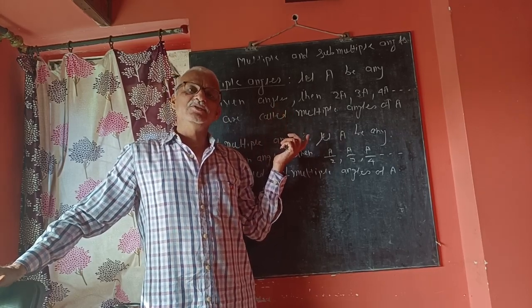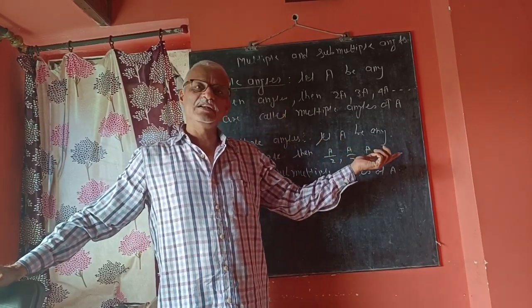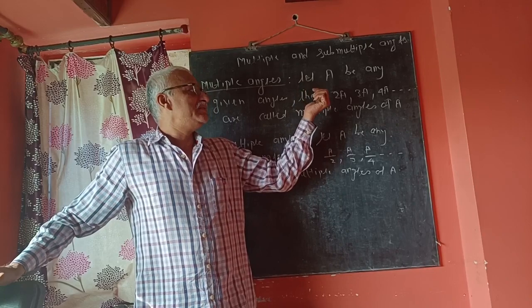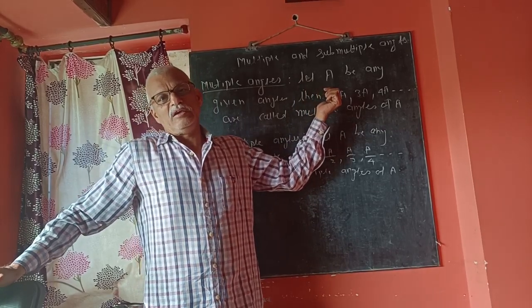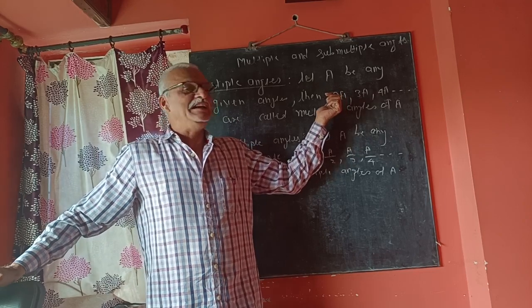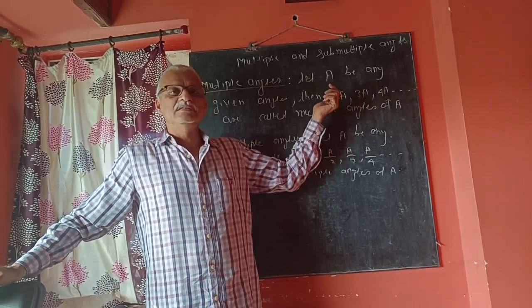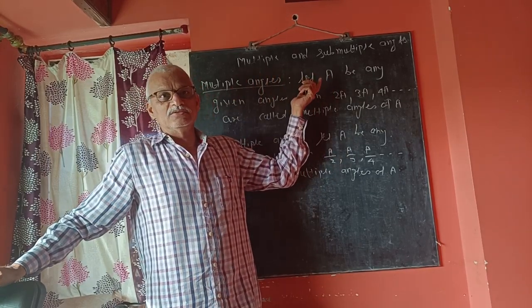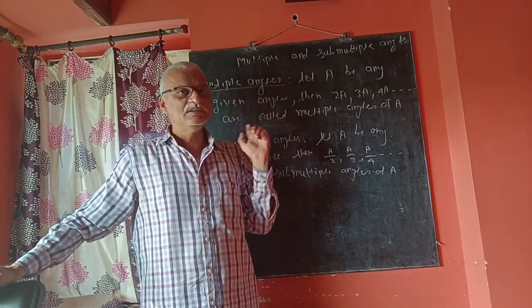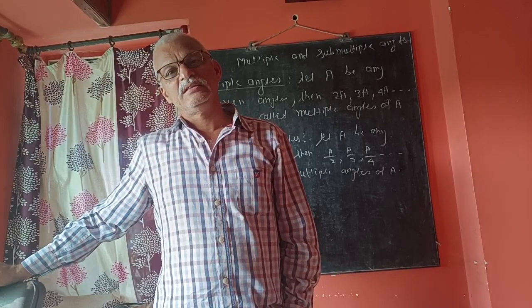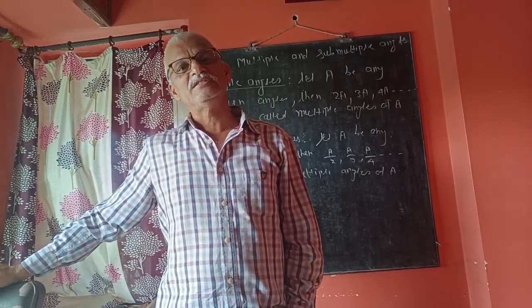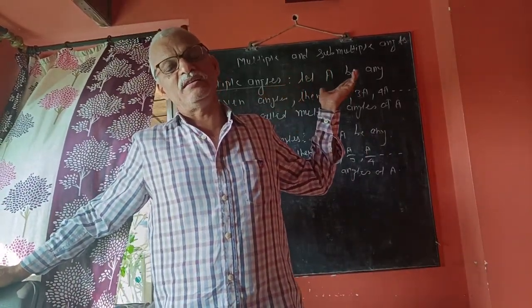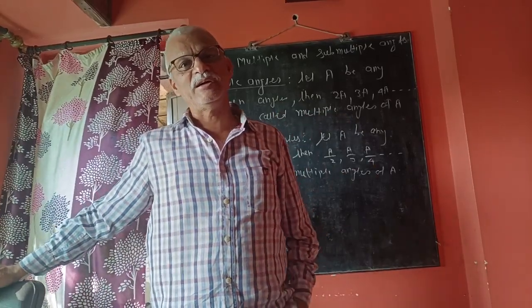And if the angle is multiplied by 2, 3, 4, 5, 6, 7, 8, 9, that is if the angle is multiplied by an integer number, then it is called a multiple angle. So that is the multiple and submultiple. Multiple means the angle multiplied by any integer, and submultiple means the given angle divided by 2, 3, 4.